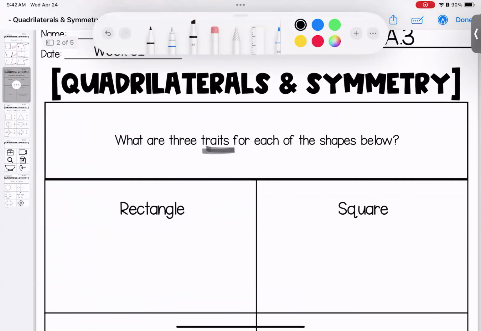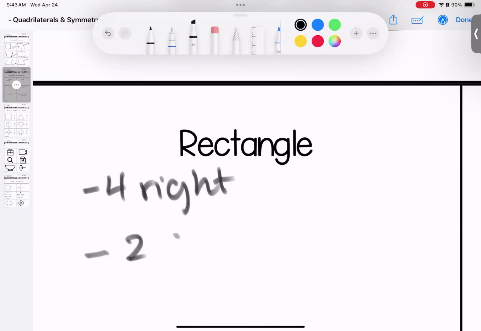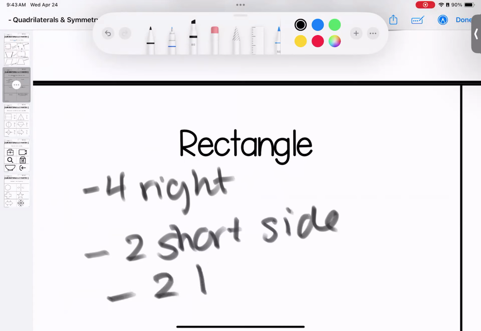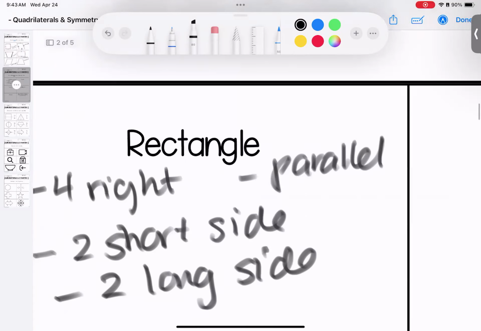Let's talk about traits. What are 3 things that make a rectangle a rectangle? It has to have 4 right angles. It has to have opposite sides that match. So 2 short sides, 2 long sides, and parallel sides. These are just some of the ones that you can come up with. If you think of another one and you want to check it, bring it to class.